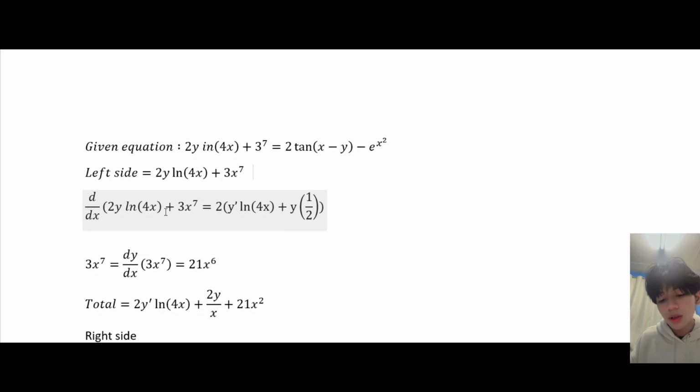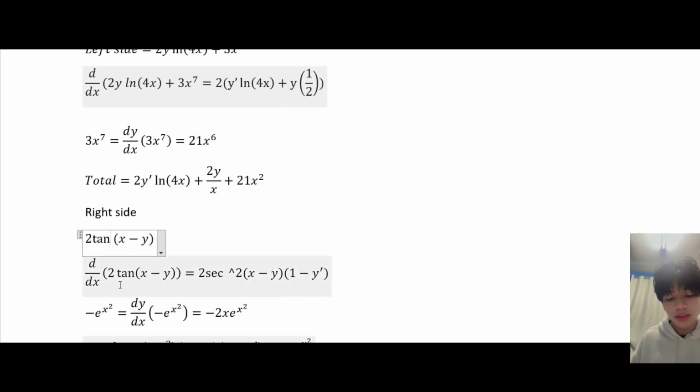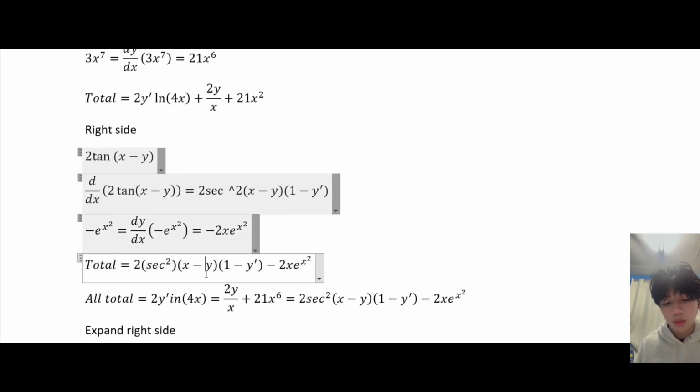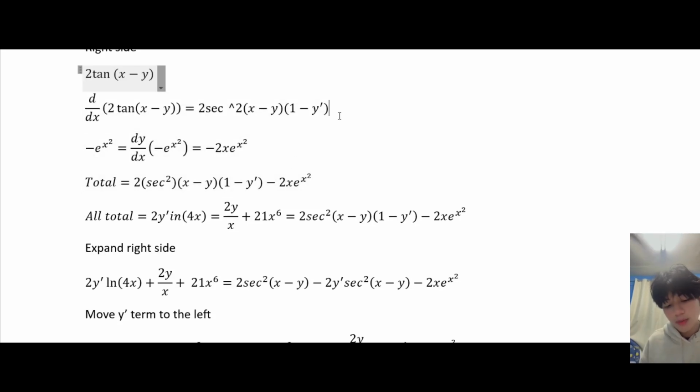And 2 tan(x minus y) differentiates to 2 sec squared(2x minus y) multiplied by (1 minus y prime), and then negative exponential x to the power of 2 differentiates to negative 2x exponential x to the power of 2. Then the total is 2y' ln 4x plus 2y over x plus 21x to the power of 6 equals 2 sec squared(2x minus y) multiplied by (1 minus y'), minus 2x exponential x to the power of 2, and then expand the right side.